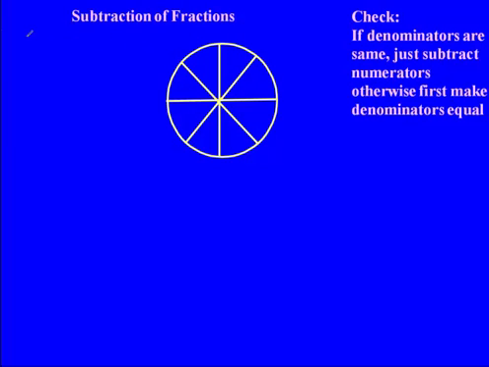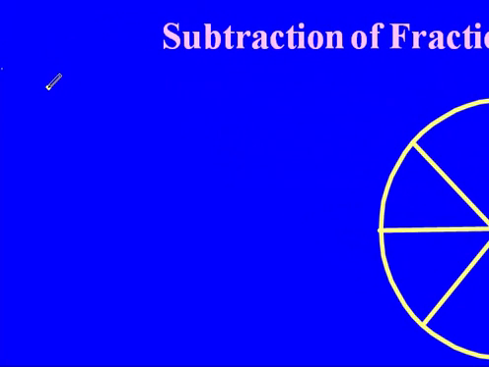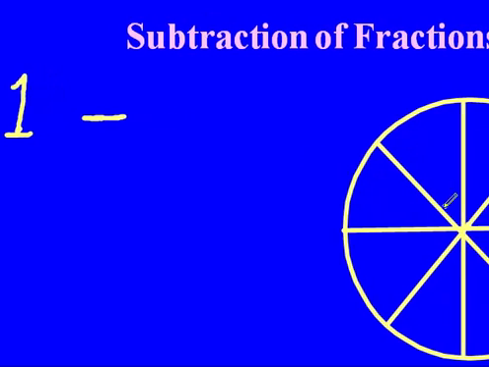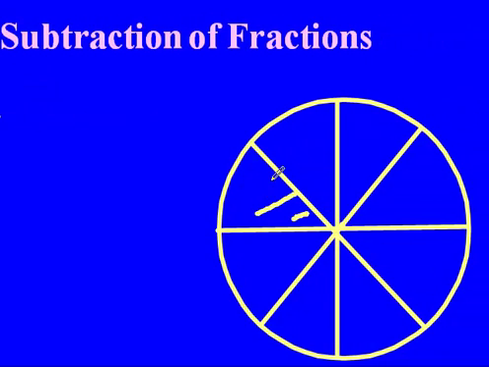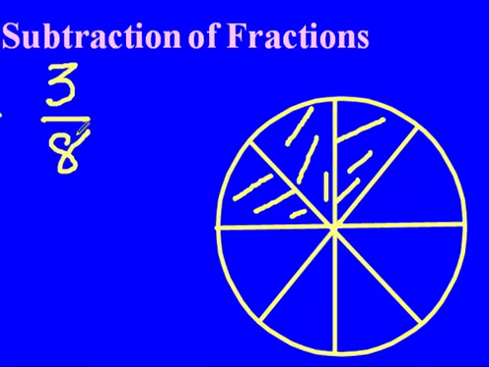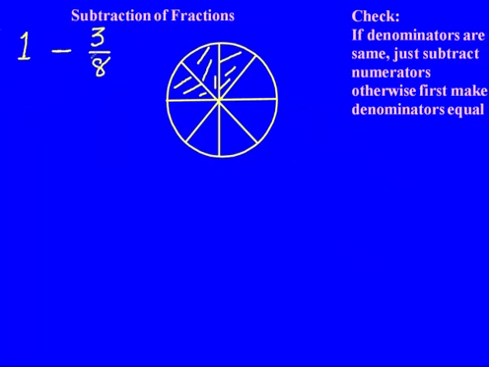So if I write down here that I've got a whole pizza, which is 1, and let's say James has eaten 3 slices of this pizza. So he has eaten what fraction of this pizza? He has eaten 3/8. So out of the whole he has eaten 3/8.